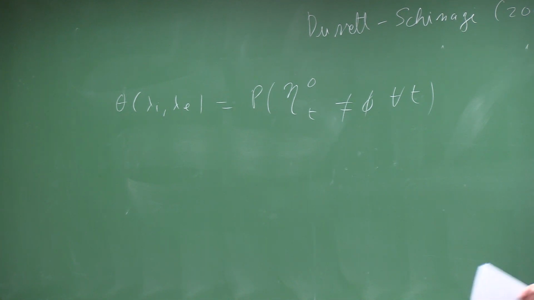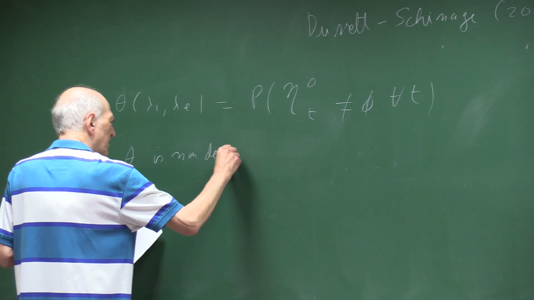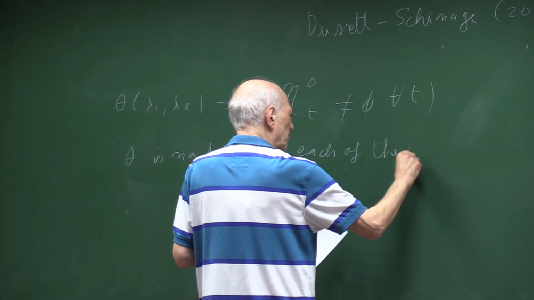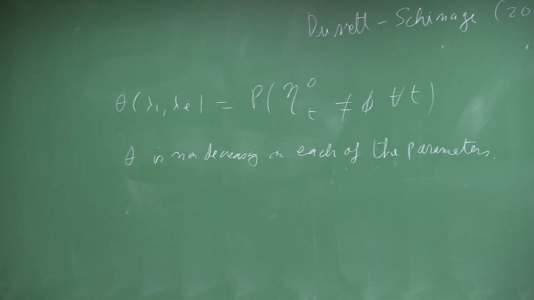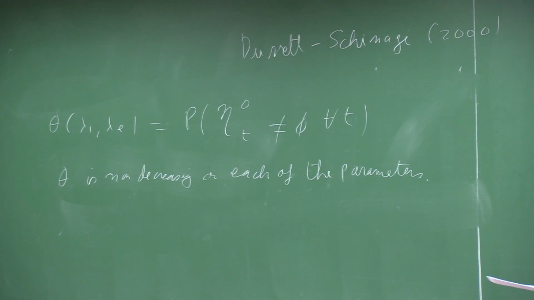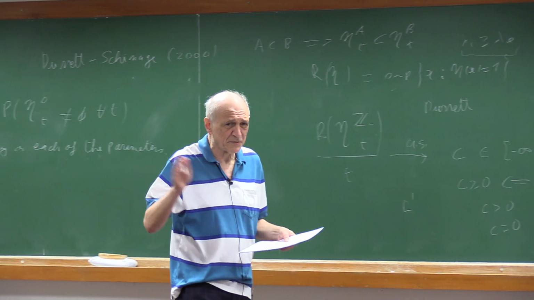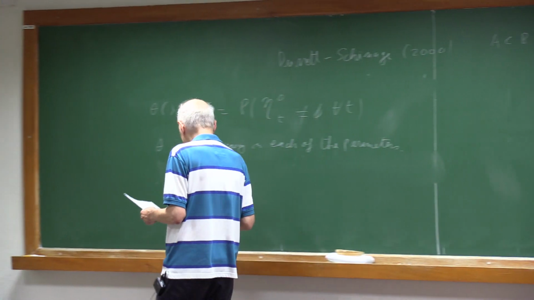One thing which seems obvious, but it's not so easy to prove, is that theta is non-decreasing in each of its parameters. Okay, it seems obvious, but there's no trivial proof. But fortunately, that proof is in this paper. So because we have this monotonicity, we can define two critical values. You can define the critical value of lambda I given a value of lambda E and the critical value of the opposite. So I'm going to write them down because we'll be using them.